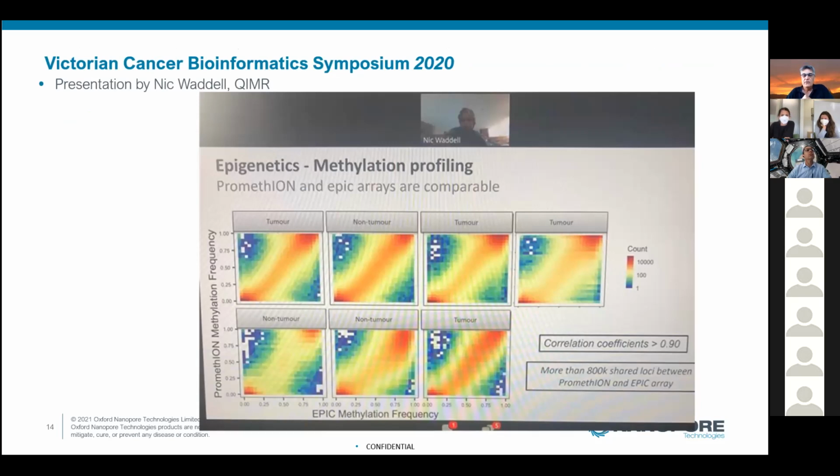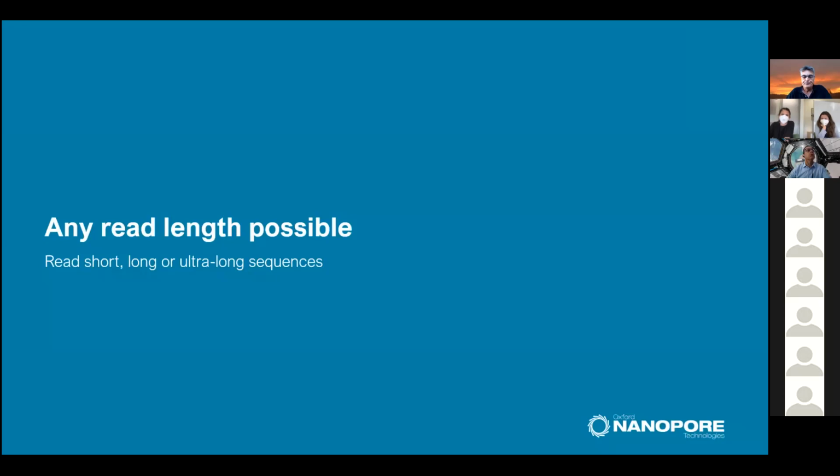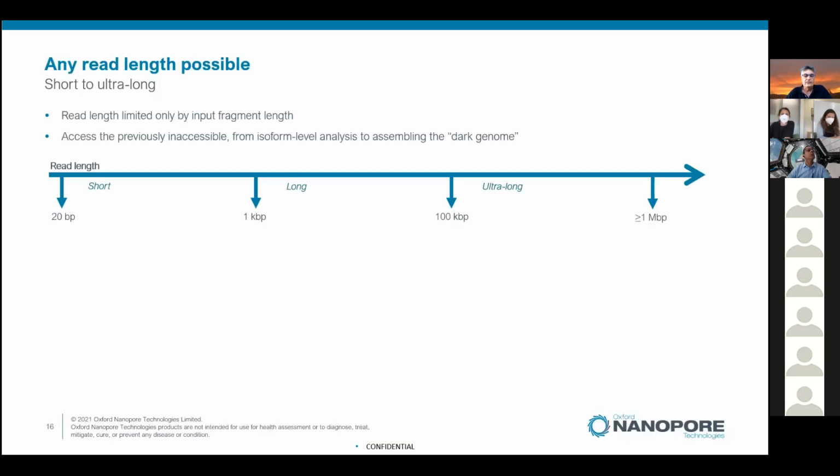So you can have a lot of confidence in moving from arrays and bisulfite sequencing to nanopore sequencing with methylation analysis, that you're going to be able to identify all of the sites that you've had previously and add additional content to those. Just touching on the ability to read any length of DNA, from 20 base pairs up to over 1 megabase.